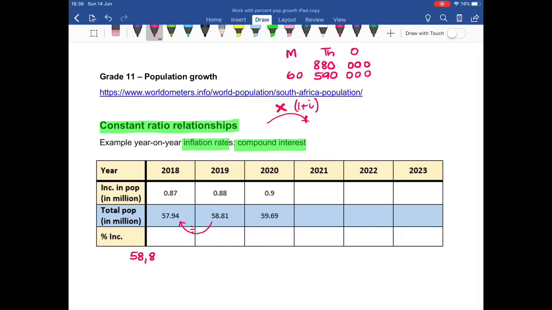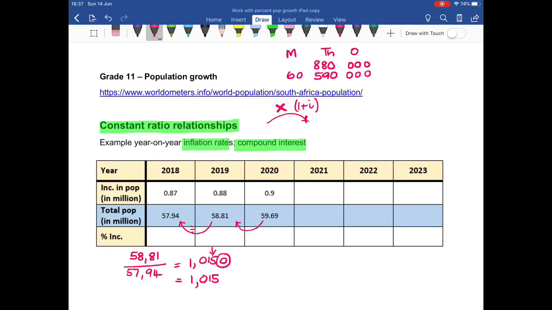So if I took 58,81 and I divided it by 57,94, I would get a value of 1,0150. I want to round off to 3 decimal places. So I look at the neighbor, which is 0. 4 or less, let it rest. So that is going to be 1,015.